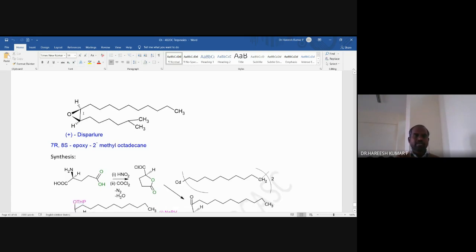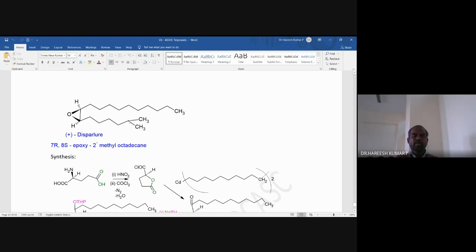So then what is that? I think you have to start numbering from this carbon atom. This is 1, 2, 3, 4, 5, 6, 7. So this seventh carbon is having R configuration. The 8 carbon will have an S configuration. So 7R, 8S epoxy 2-methyl octadecane. This is the stereochemical structure of Disparlure.